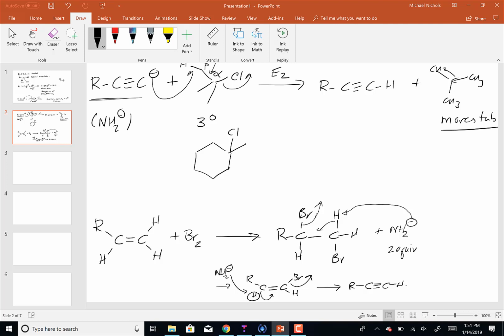Does the hydrogen that's being ripped off in the second reaction have to be anti? It's got to be trans. Okay. So we'll do more of that. So we'll finish this up and then we'll do the reactions.